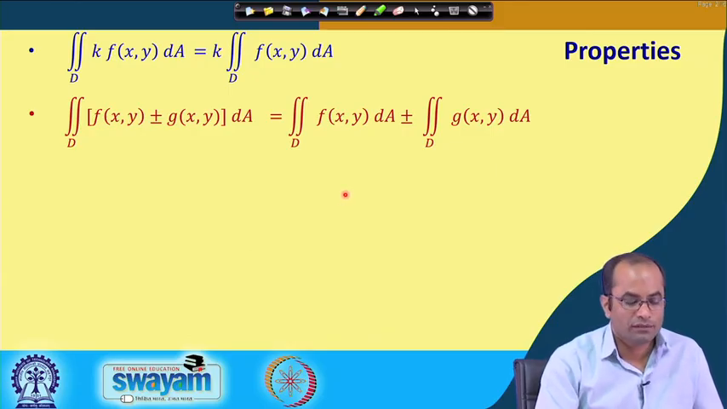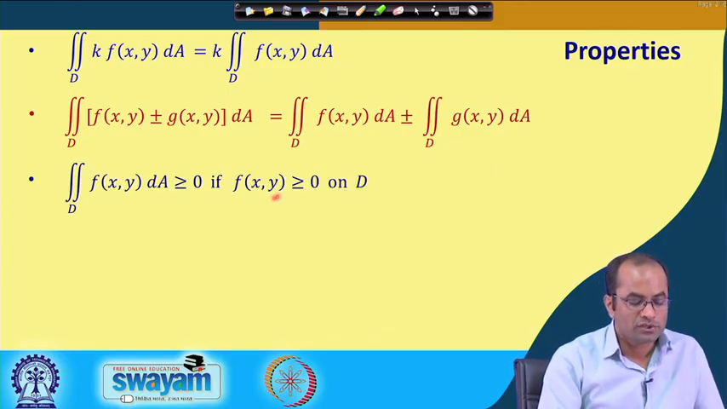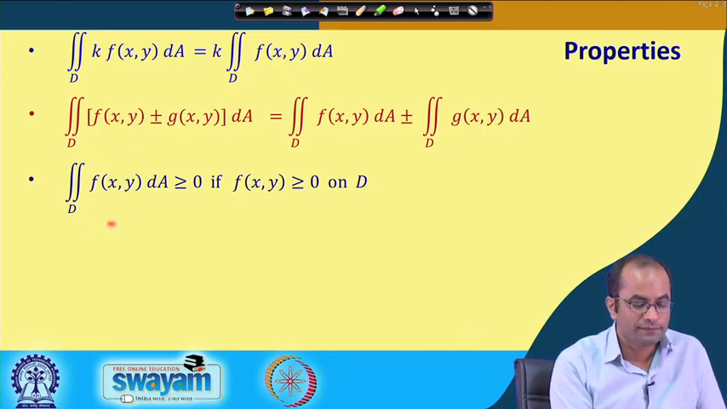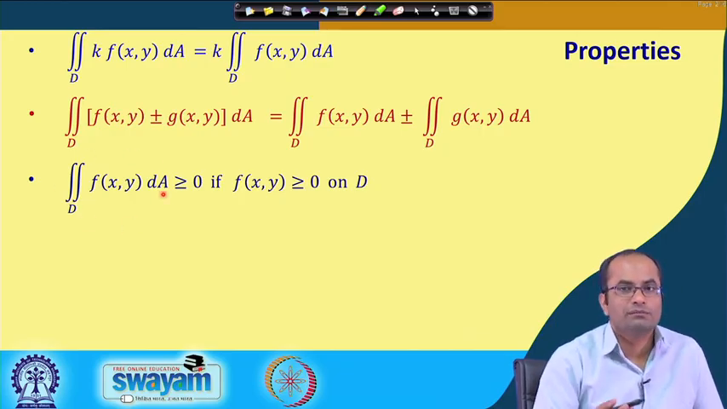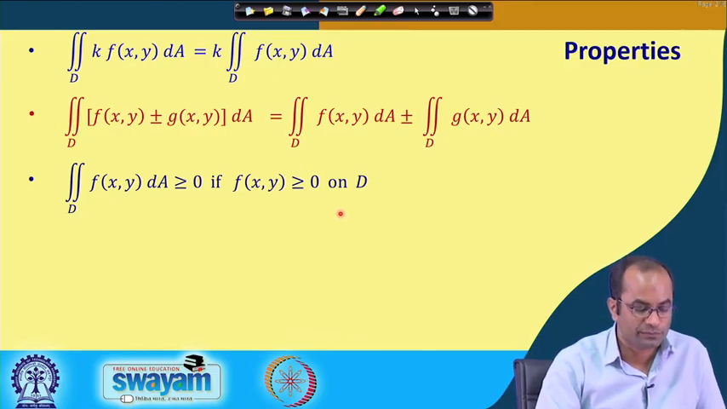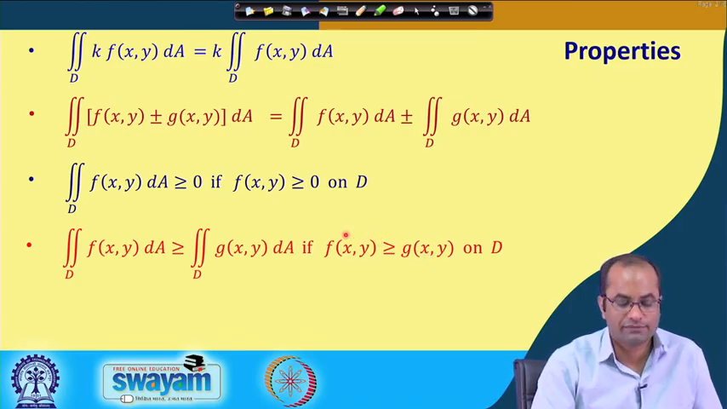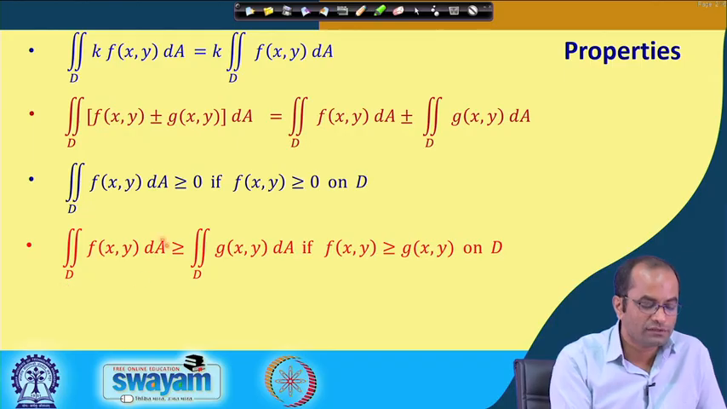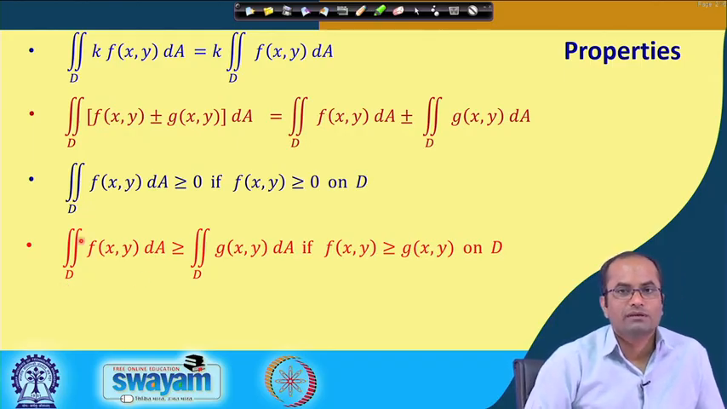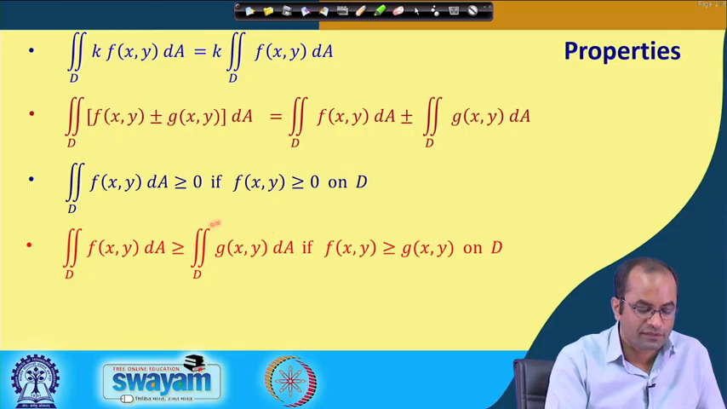So, another property of this double integral. Here, if we take the function as non-negative on the domain D, and we integrate it over D, then the value of this integral will also be greater than or equal to 0. Similarly, if we have two functions f(x,y) and g(x,y), where f is taking larger values than g on the domain D, in that case the integral of f will also be greater than the integral of g.